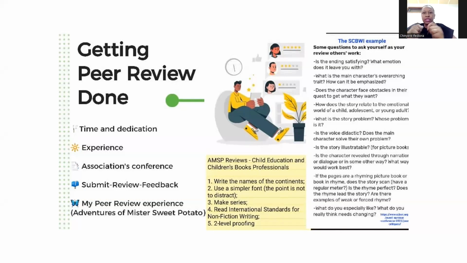Now, I'm aware that some associations provide peer review sessions, breakout sessions at their conferences. For example, the Society for Children's Book Writers and Illustrators, at some of their conferences, as you register for the conference, if there are breakout sessions for peer reviews, you may have to sign up. Then when you submit your work for a peer review, you wait, the review is done, and you receive the feedback.